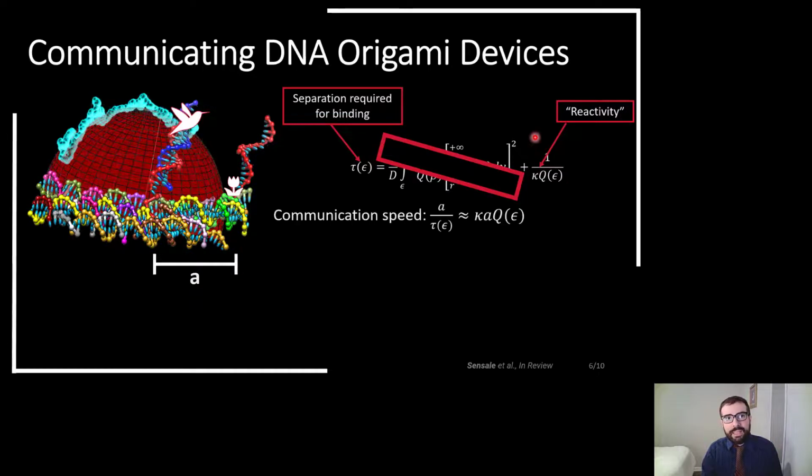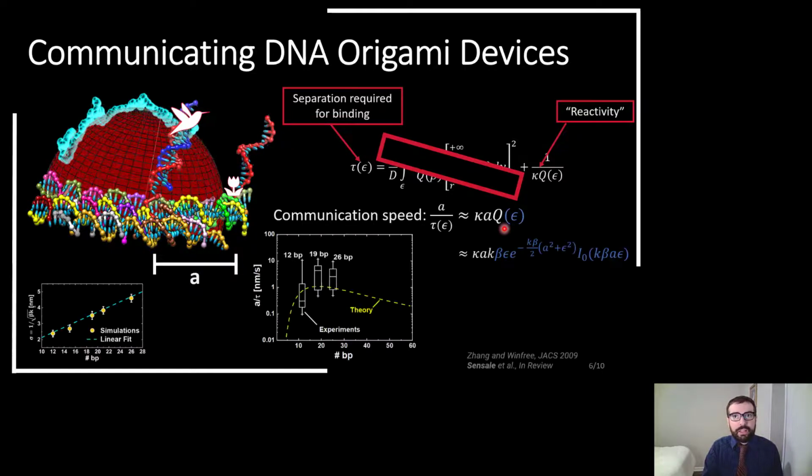So if we define A as the distance between the footholds of the walkers, we can obtain a communication speed by dividing this distance by the mean binding time. Not surprisingly, the higher the probability of a successful binding, the higher kappa, the higher the communication speed. And the higher the probability of finding the walkers at a distance where they can bind, at epsilon, the faster the communication speed as well. So from our analytical expressions, and using a model for kappa derived by Erik Winfree's group, we estimated the communication speed of the DNA acrobats, which was found to be in very good agreement with experiments.